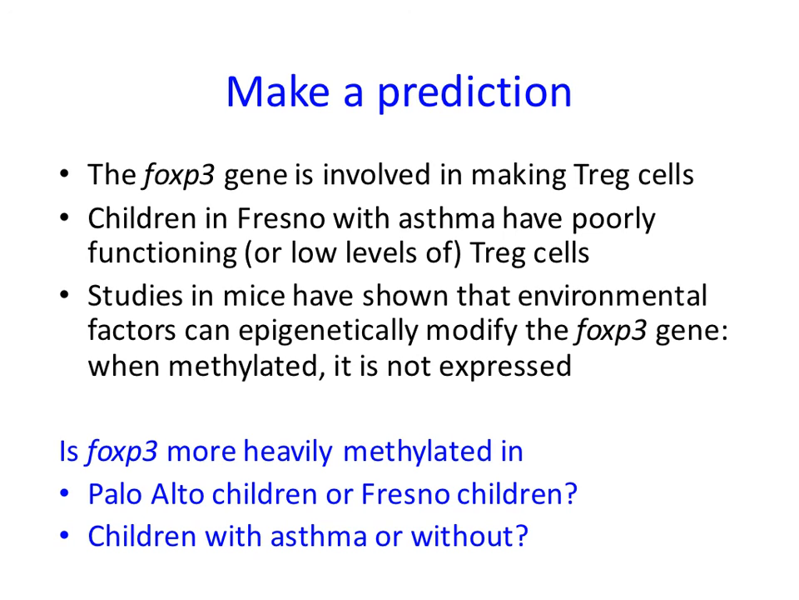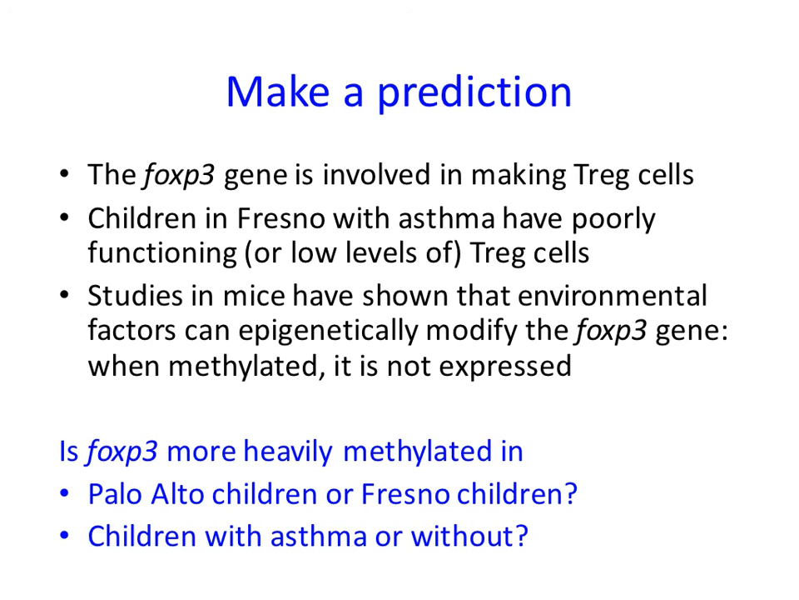So it's time to make a prediction. I've already told you these first bullet points. FOXP3 is important in making T regulatory cells. And it's also really important, now I'm going to tie this into epigenetics, this third bullet point, that mouse studies showed that environmental factors, maybe like dirty air, can epigenetically modify the FOXP3 gene. And as we would have predicted from what we reviewed at the start of class, if that gene is methylated, you would predict that it would not be expressed. DNA methylation causes gene repression usually, no transcription.